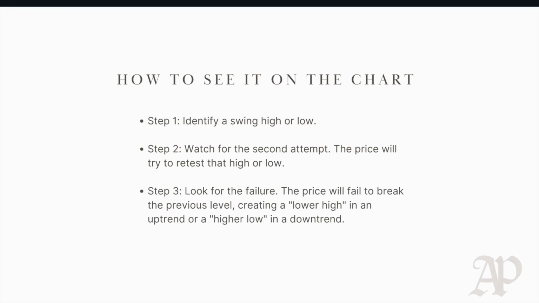First of all, you identify a swing high or swing low. Then you watch for the second attempt, for the price to retest that high or low. And this is the most important part: you look for the failure. The price will make a new high, but it will fall short of the previous one, which will create what looks like a lower high in an uptrend or a higher low in a downtrend.